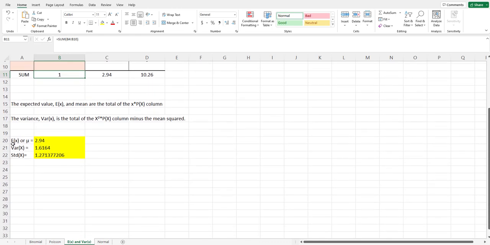If you scroll down here, it calculated the mean for you. It's 2.94. That's this first one. The variance, which is 1.6164. And it also did the standard deviation for you.